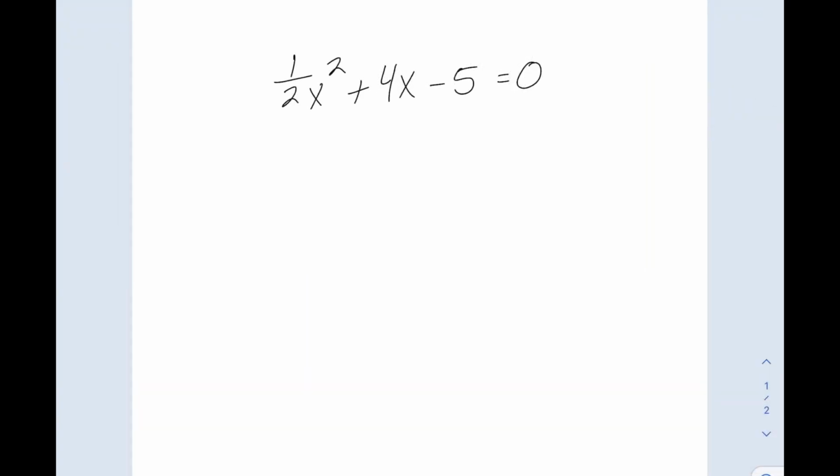Today we're going to solve a quadratic equation using the quadratic formula. Before you start, make sure that you have your quadratic in standard form: ax squared plus bx plus c. And it equals 0 because this is the solution of the parabola. This is where it touches the x-axis. So the y-coordinate is 0 when we're doing the x-intercepts.